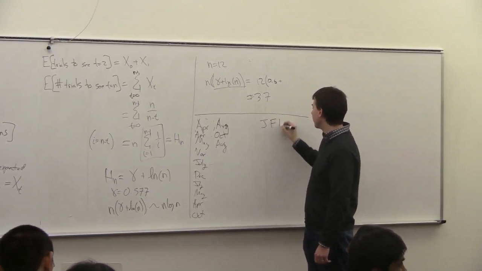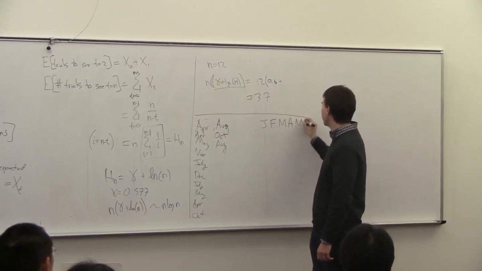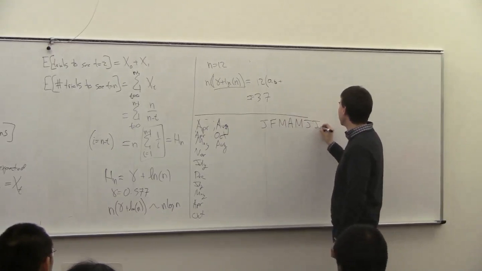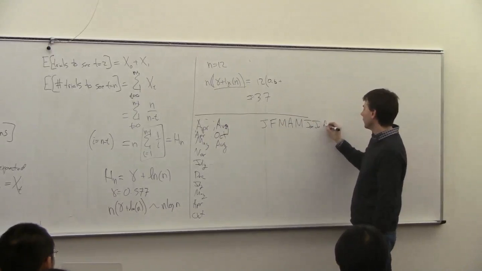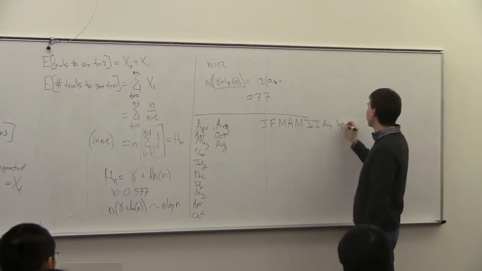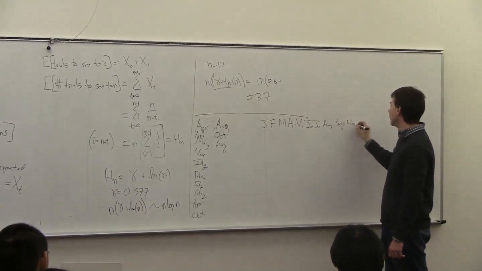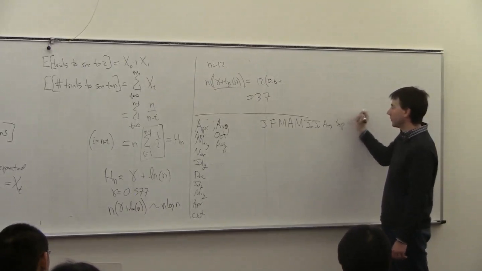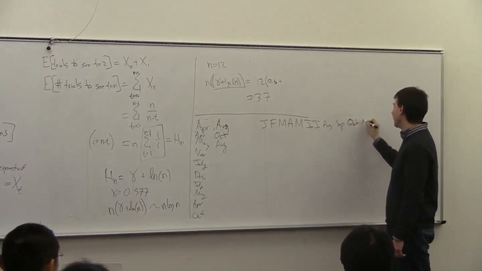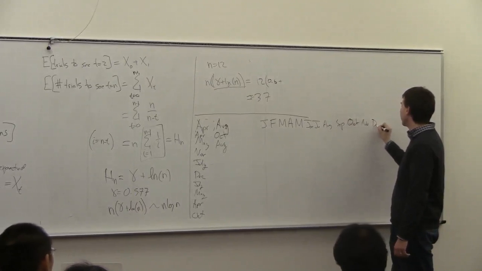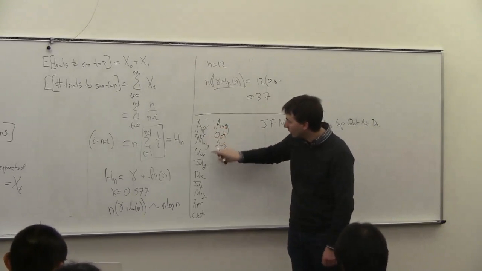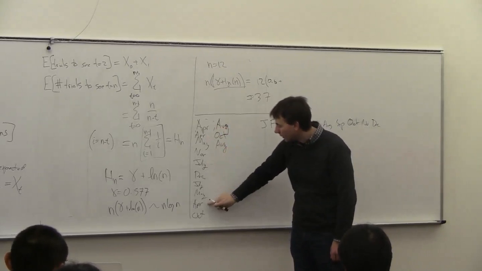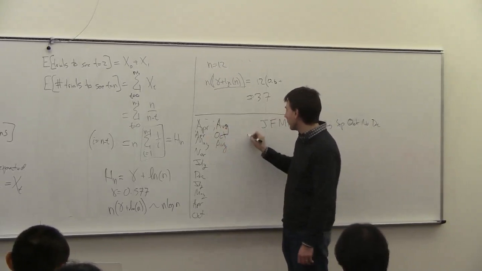Okay, January, February, March, April, May, June, July, August, September, October, November. I switched those up, didn't I? November and December. Okay, so we had... So keep 1, 2, 3, 4, 5, 6, 7, 8, 9, 10. There's two.